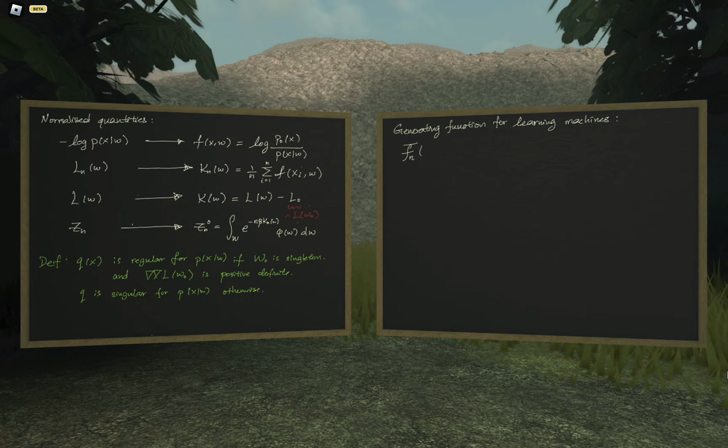So the generating function with parameter alpha is equal to... sound remark.